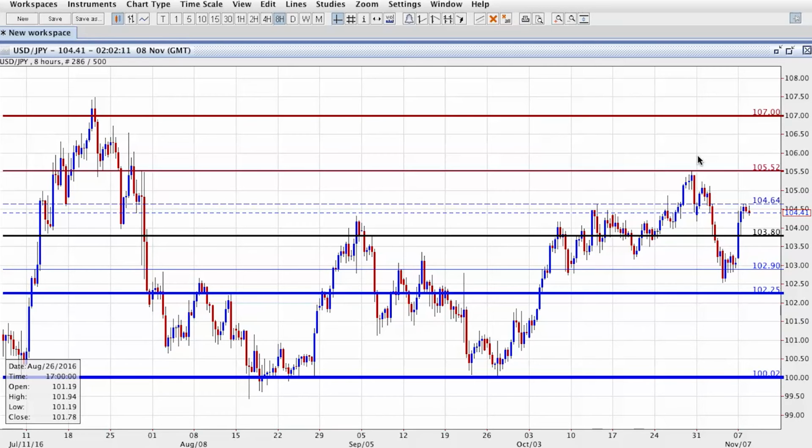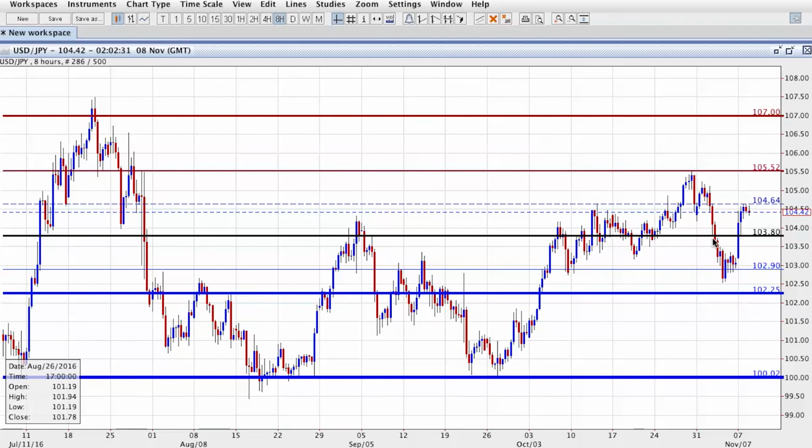If we do get a pullback in this currency pair, then it could be a good opportunity for traders who are expecting a Hillary Clinton win to get long, and we should look around the daily pivot around the 103.80 area. This may be a target for the bulls to get long, and look for this area to be a key pivot on election day.